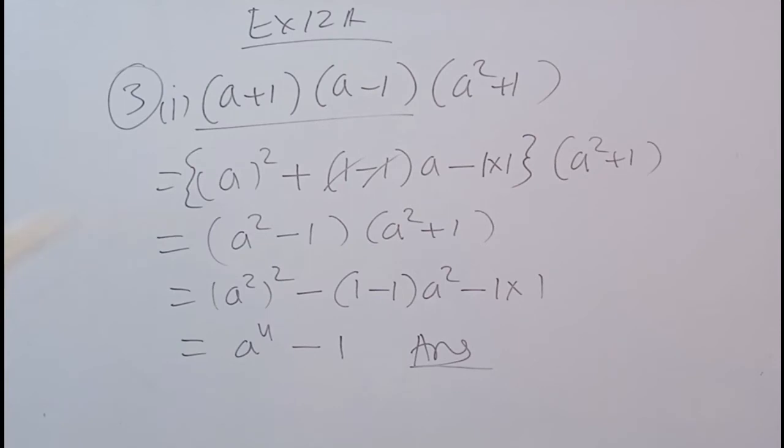Now use this special product for this one, (a² − 1)(a² + 1). So we will have (a²)² − 1 into 1, and the second term will become 0 as 1 minus 1 gives 0. So we will have (a²)², that gives a⁴, minus 1 into 1, that gives 1. So a⁴ − 1 is the product of (a + 1)(a − 1)(a² + 1). In that manner you will do question number 3, first part.